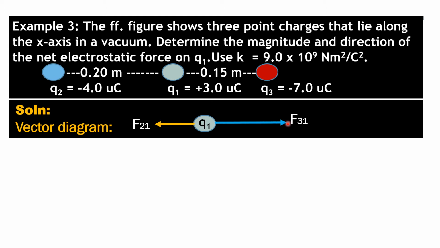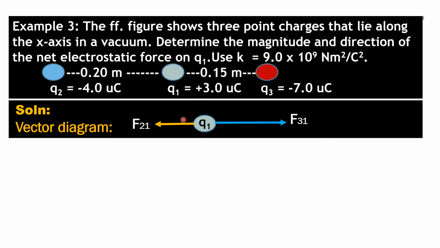We label that here as F sub 31, meaning the force exerted by charge Q3 on Q1. Why is it to the right? It is because, again, Q3 is negatively charged. So we say, therefore, that Q1 is being attracted towards Q3. So the force exerted by Q3 on Q1 is directed to the right, or towards Q3.